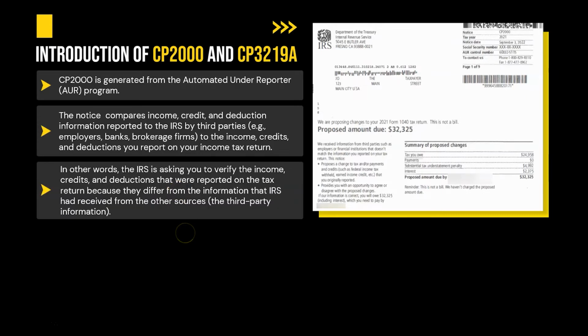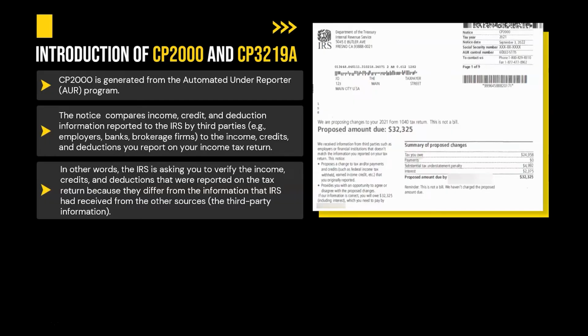So in other words, when the IRS sends you the CP2000, they're essentially asking you to verify the income, the credit, and the deduction that you reported on the tax return, because they think that what you reported is different from the information that the IRS has received from other sources, which is the third parties we talked about, such as the banks, the employers, and the brokerage firms.